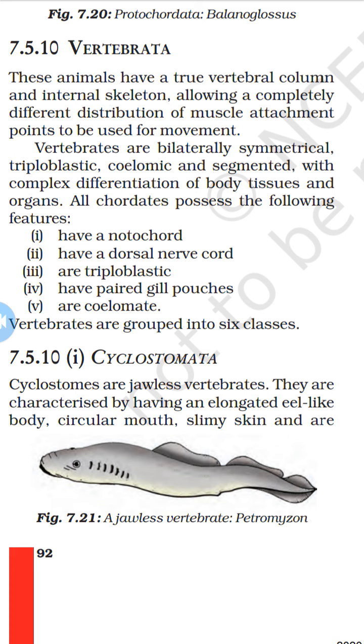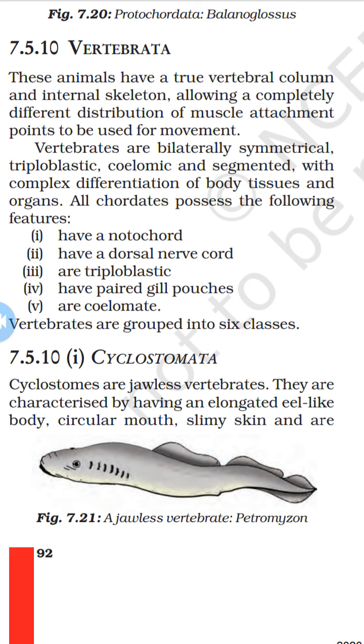All the chordates possess some features: they have a notochord, they have a dorsal nerve cord, they are triploblastic, they have paired gill pouches, and they are coelomate. Now, vertebrates are grouped into 6 classes. The first one is Cyclostomata. An example is the eel.